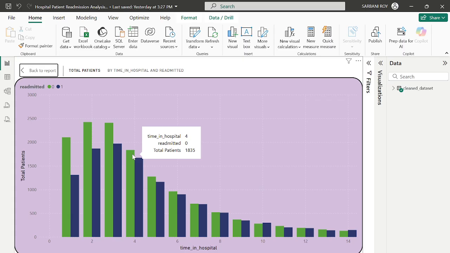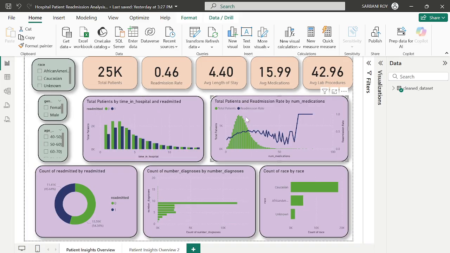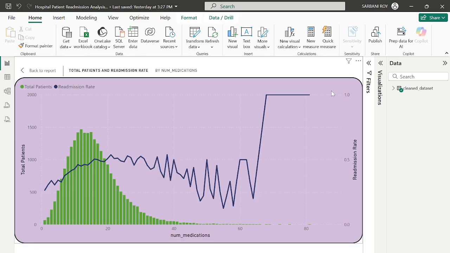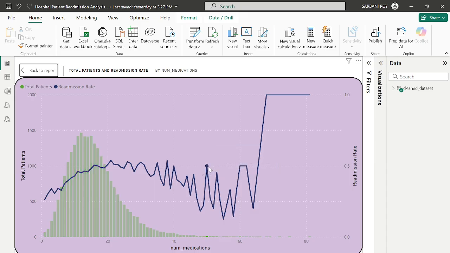Next, coming to the next chart, that is patient and readmission rate by number of medications. So here you can see that this is one of the most important visuals in the dashboard. Green bars represent the number of patients and the blue line represents the readmission rate.